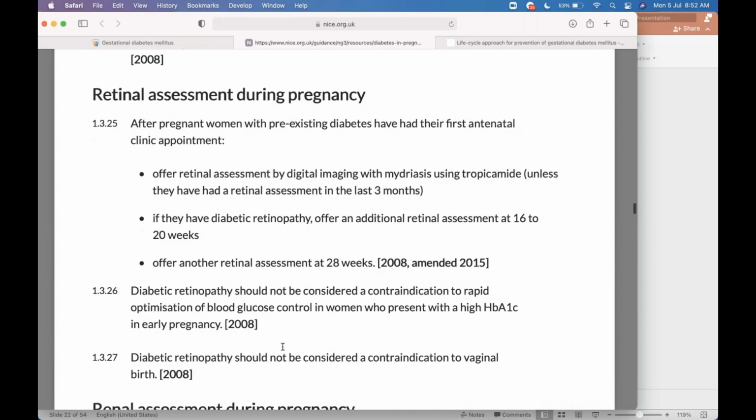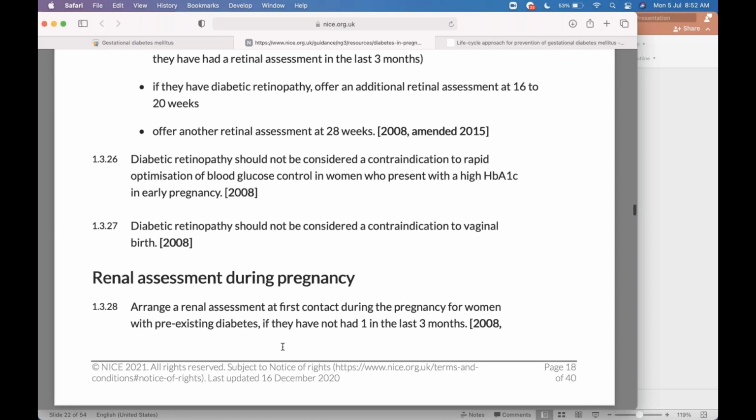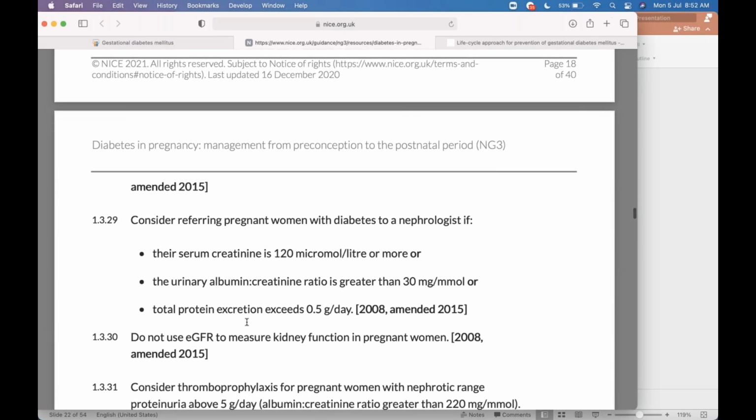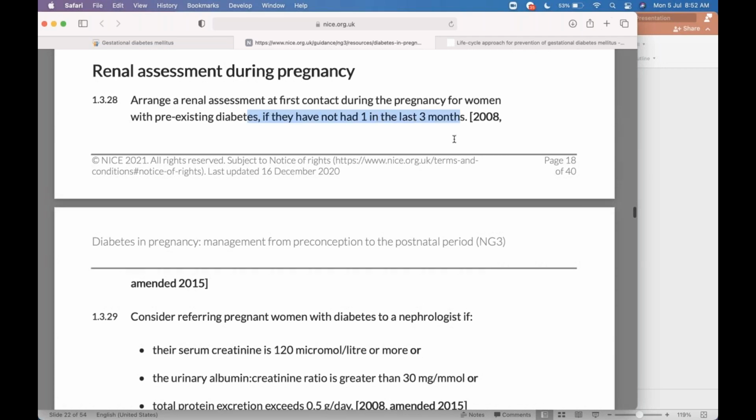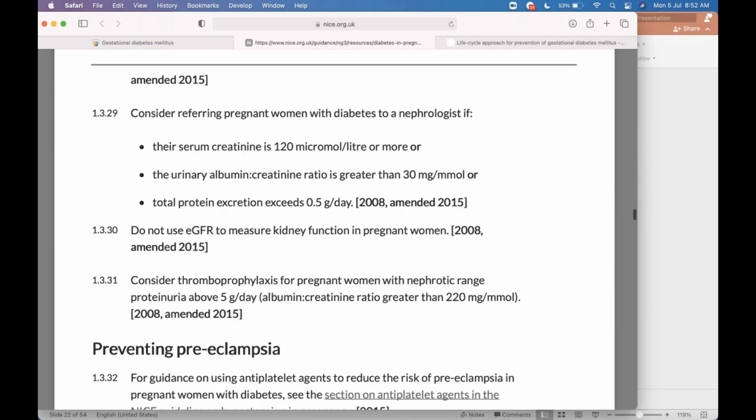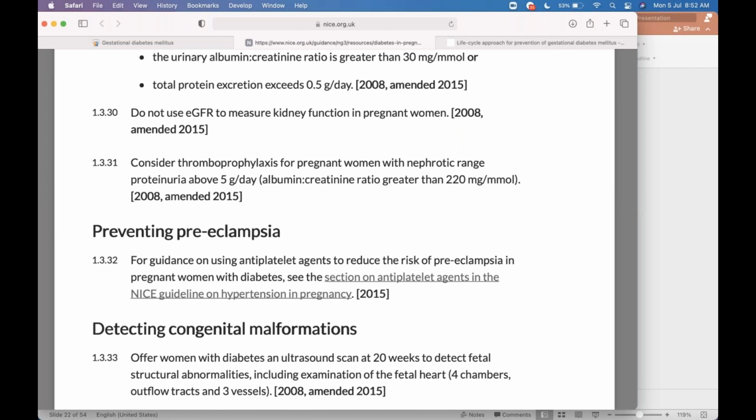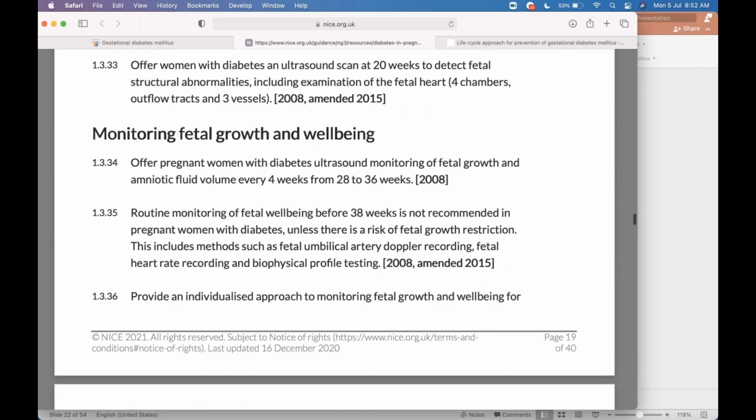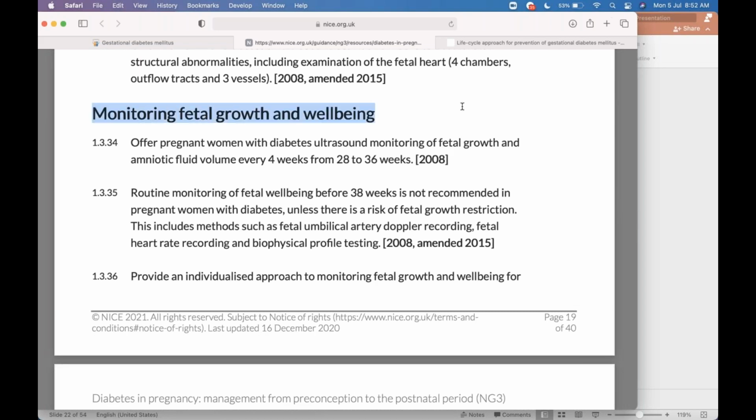And the retinal assessment you can skip, obviously you do not need it in the postpartum period, but we need to check the renal assessment in the postpartum period. Next, we have monitoring of the fetal growth. Now we have taken care of the mother for 45 minutes. I think 50 minutes we have just taken care of the mother only.